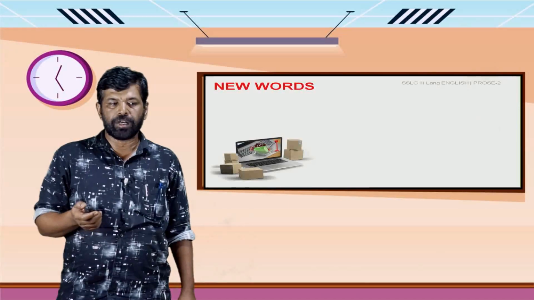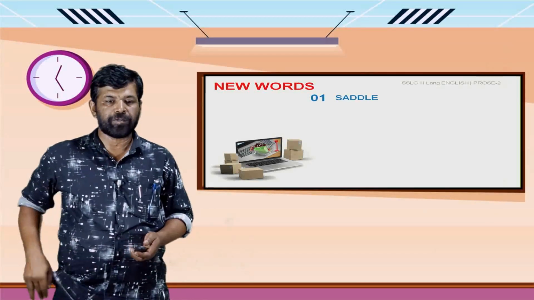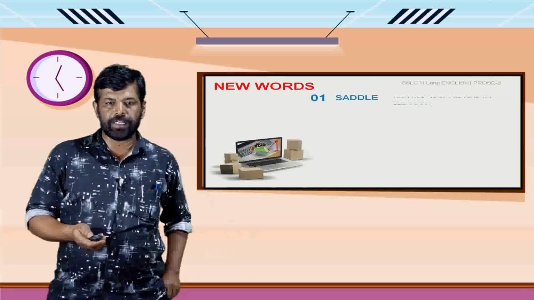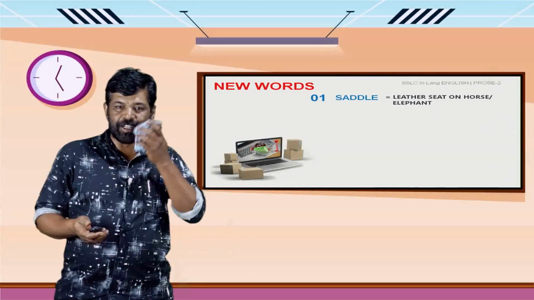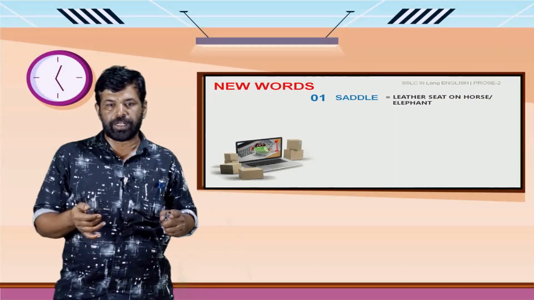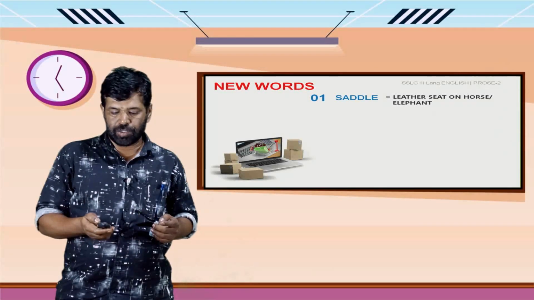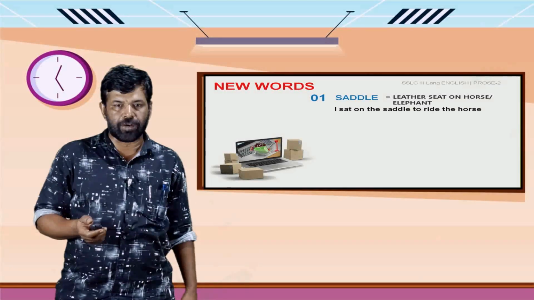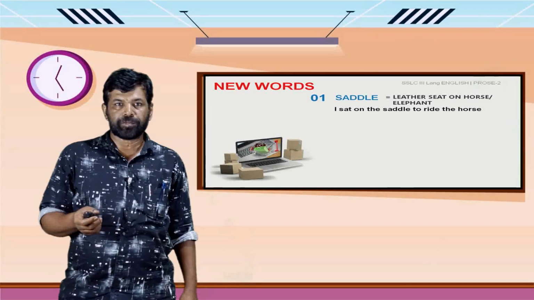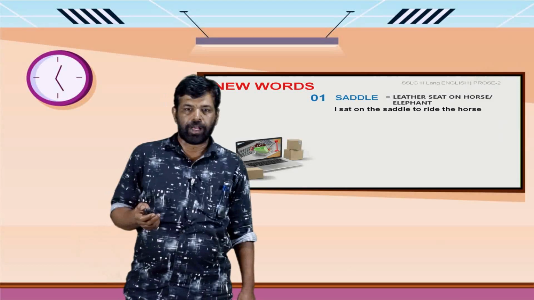Then let's understand the new words from this lesson. First one is saddle. Saddle is a leather seat on the horse or the elephant. So a seat is made where a person sits, and that is called saddle. To use that in an example: I sat on the saddle to ride the horse.